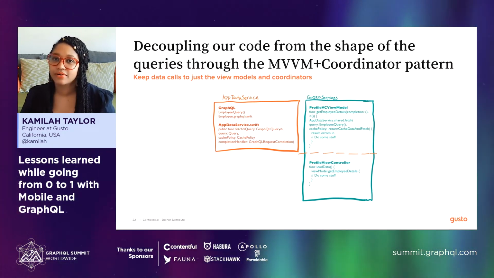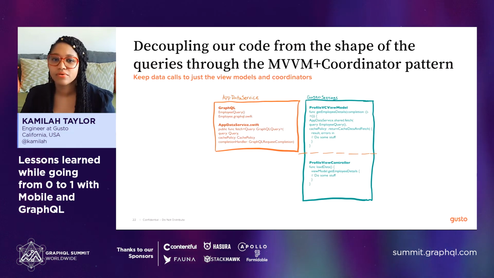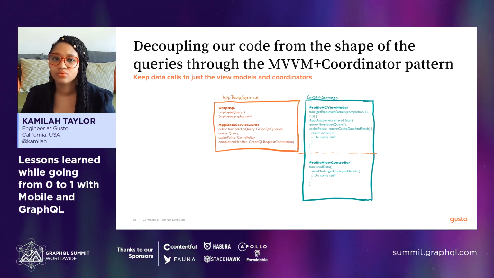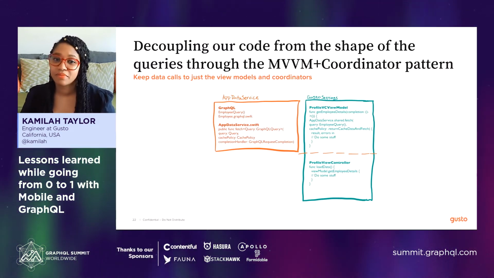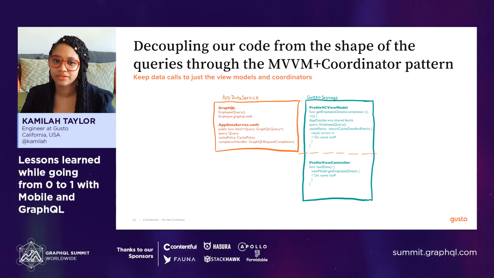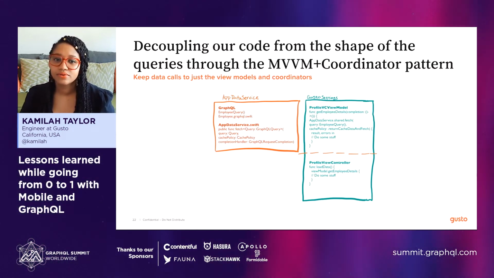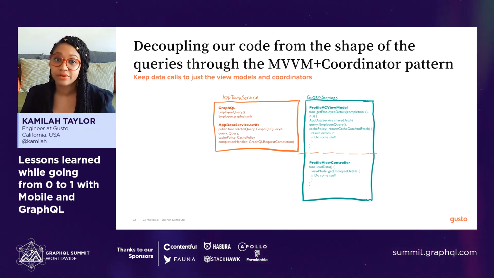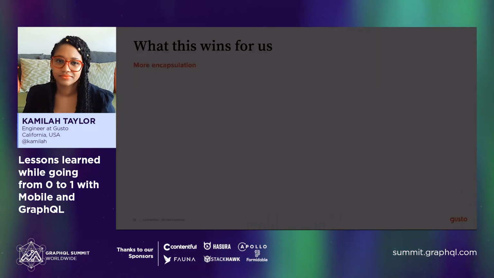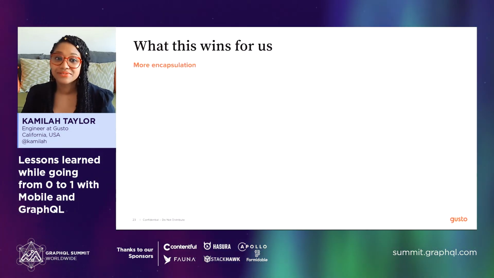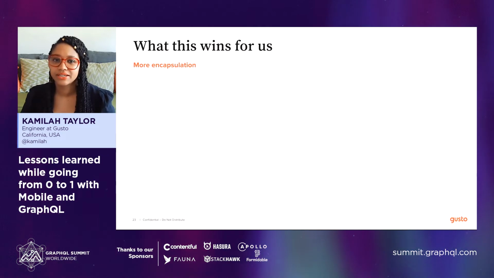At this point, our view model parses the data and pulls it out into fields the view controller will actually care about, like full name, which becomes a string. It then passes these parsed values back to the view controller. This leaves our view controller ignorant of GraphQL and what the shape of the queries are. This was another big win for encapsulation and boundaries and decoupling.